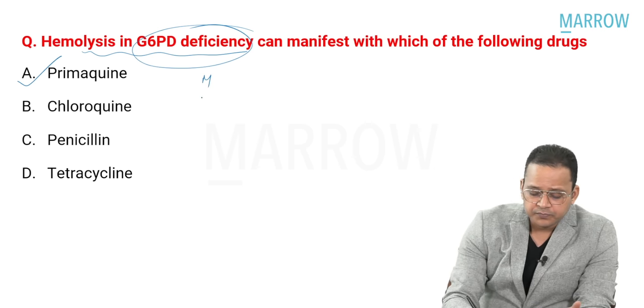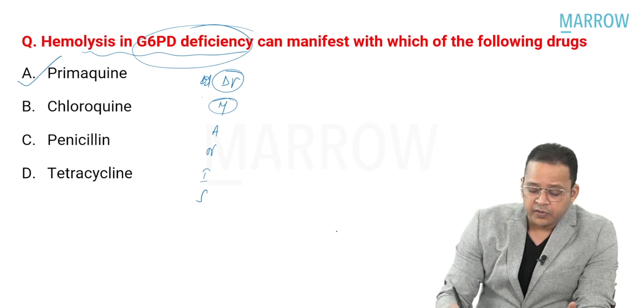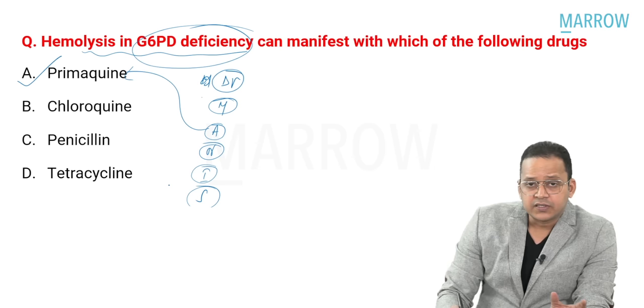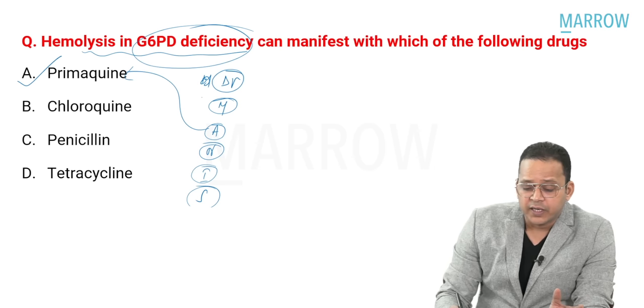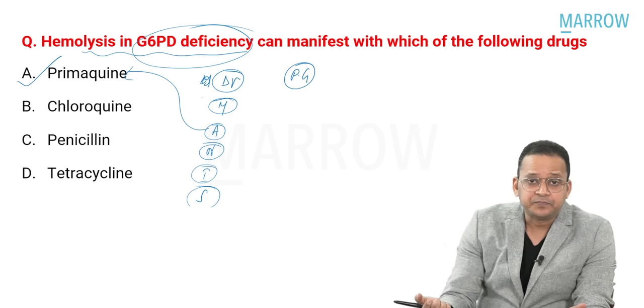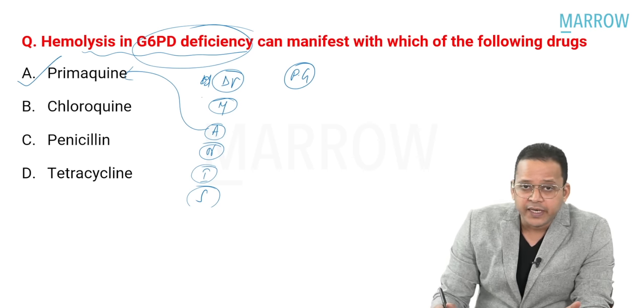And I've given you the mnemonic here, Dr. Manish, right? D for Dapsone, M for Menadione or vitamin K, A for anti-malarial like primaquine, N for nalidixic acid, nitrofurantoin, I for isoniazid, S for sulfonamide. So these are the drugs, mnemonics are given, which do cause hemolysis. Second thing they ask you, is it a pharmacogenetic condition? Yes, it is a pharmacogenetic condition. So this MCQ can be asked in a different way as well. Which of the following drugs can be associated with a pharmacogenetic condition? Primaquine will be the answer, right?